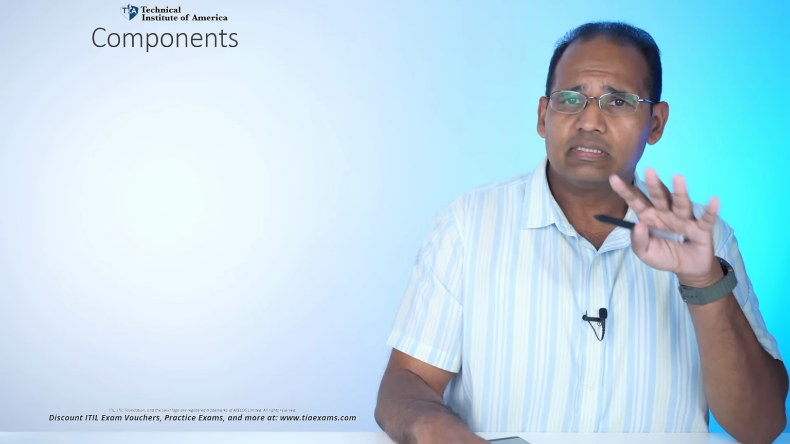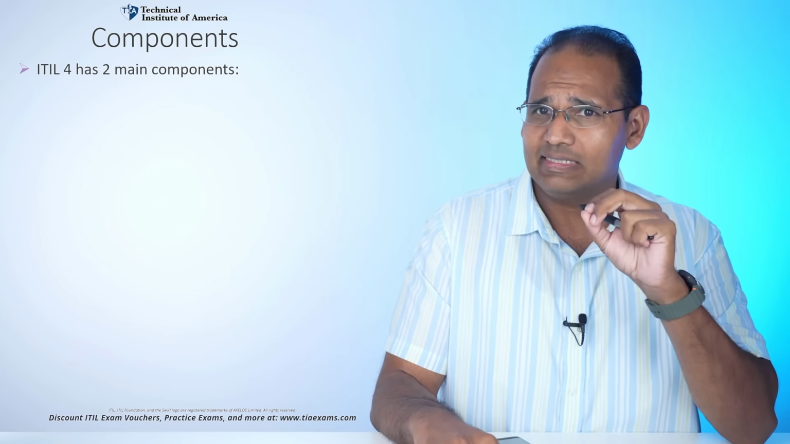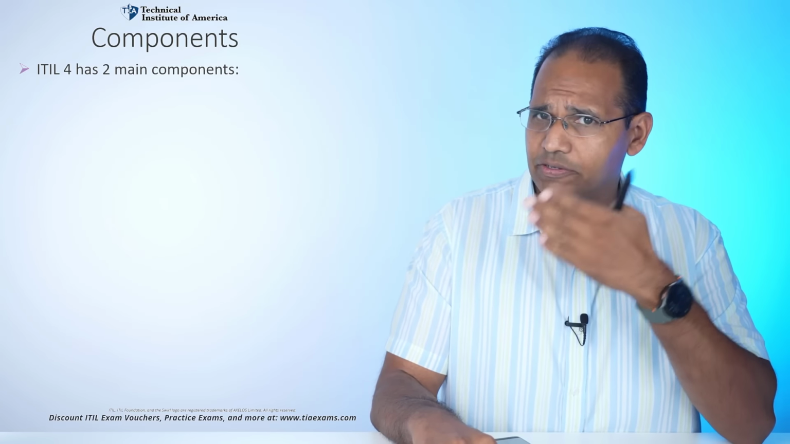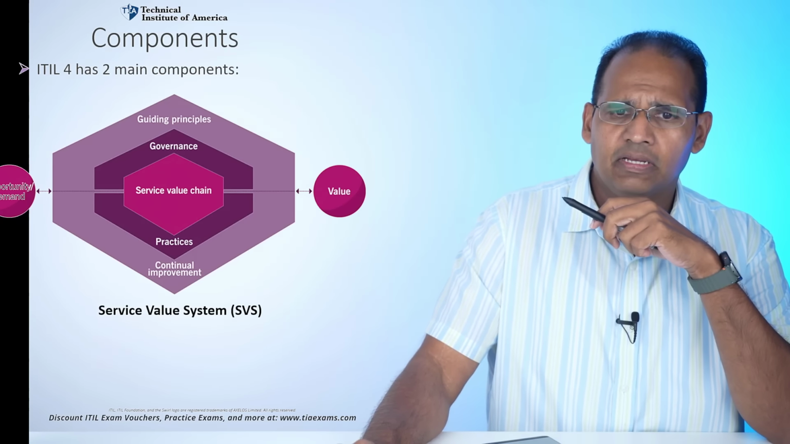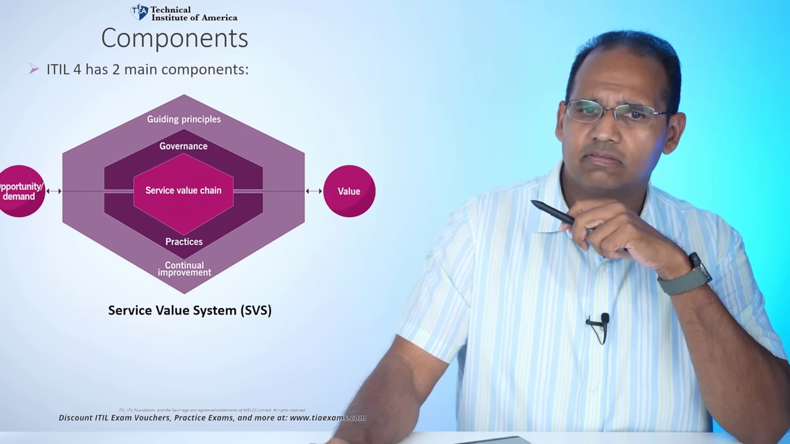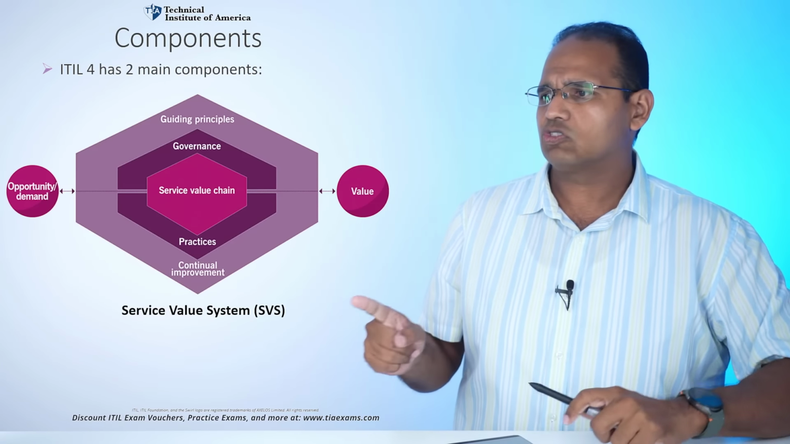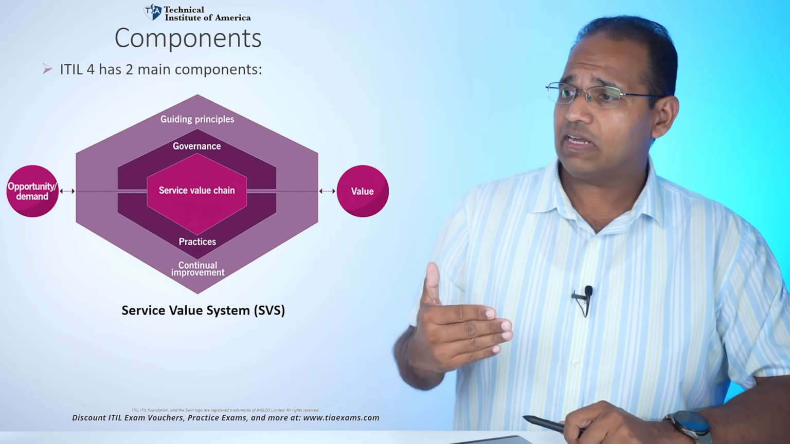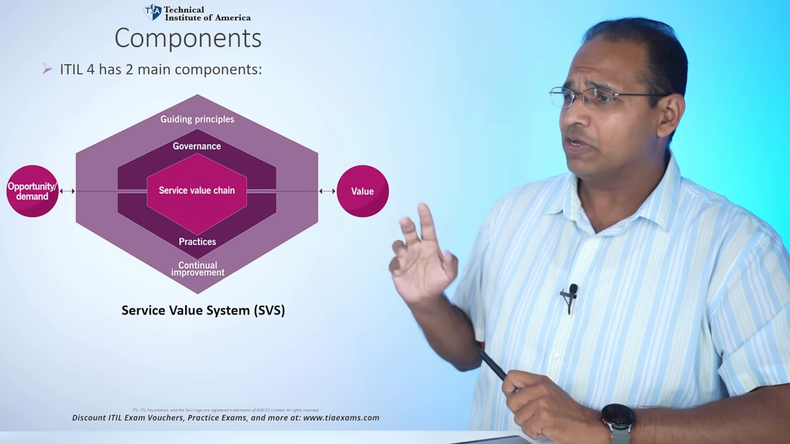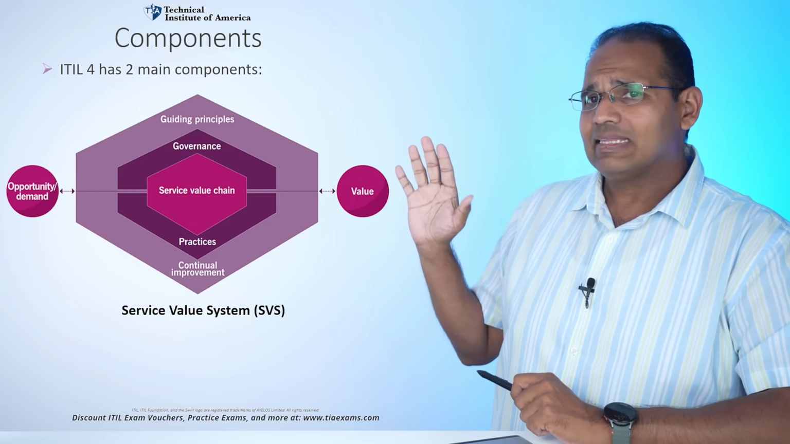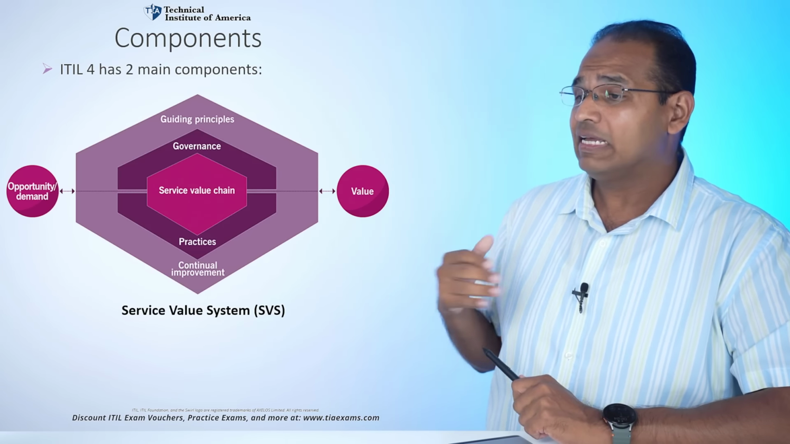Now, ITIL 4 particularly has two main components that we're going to go over in depth coming up in a minute. I'm going to briefly cover them here. The first one is called the service value system. This entire diagram really shows me all that you need to know in terms of ITIL. This is the entire ITIL framework in one view.